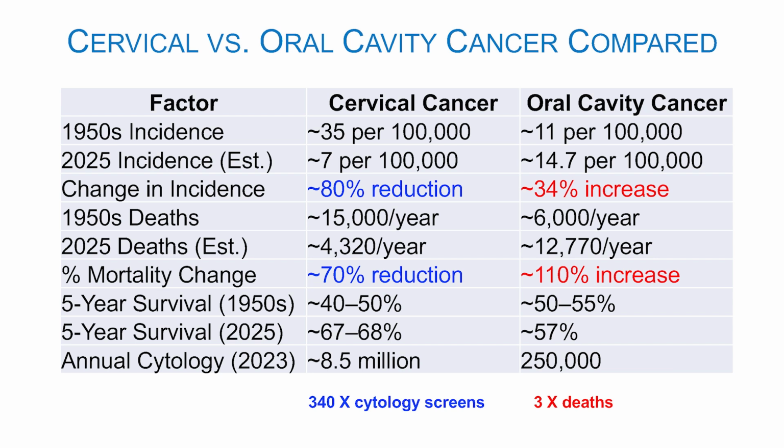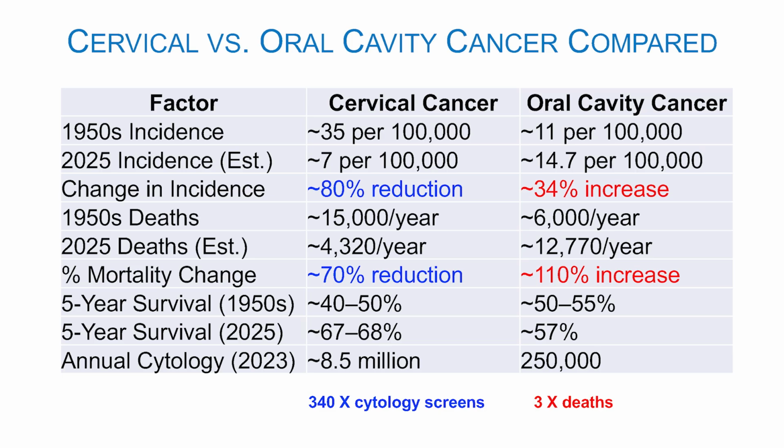Now, let's take a comparison look at cervical cancer and oral cavity cancer. These two cancers are very similar in their growth rate. If a cancer grows too fast or too slow, it's not ideal for an effective screen. But both of these cancers grow at approximately the same rate.